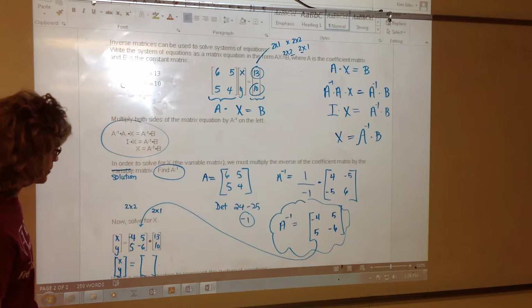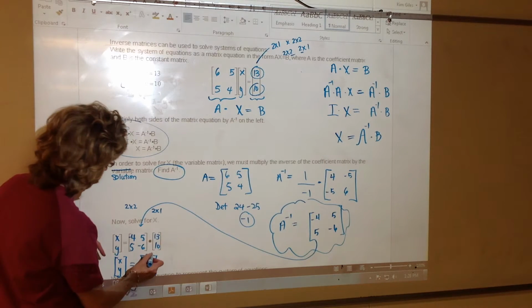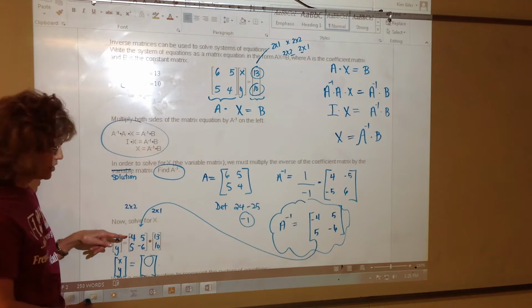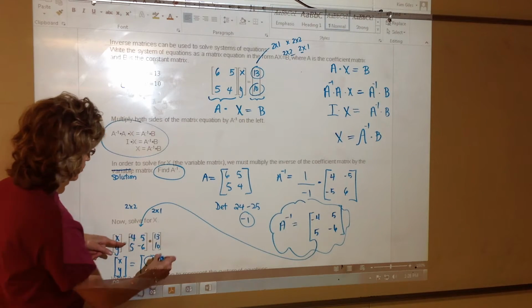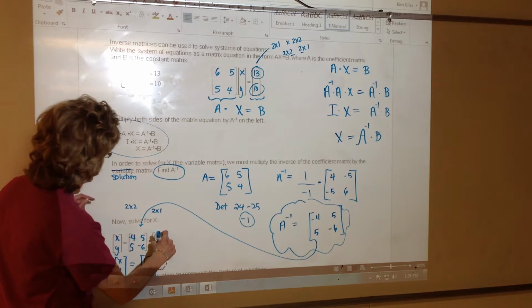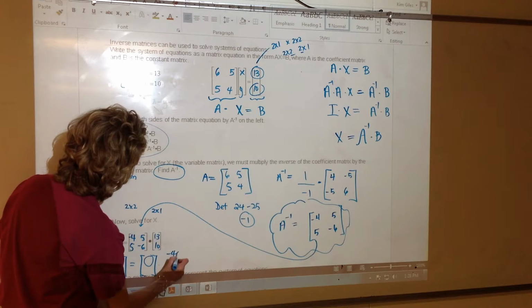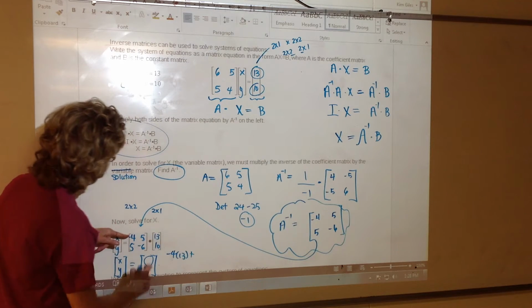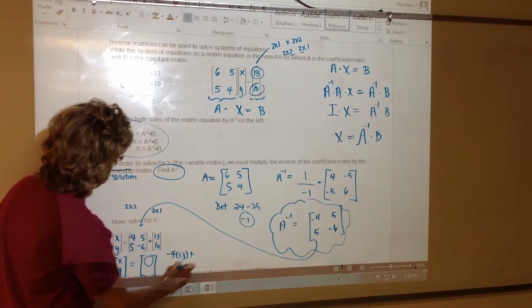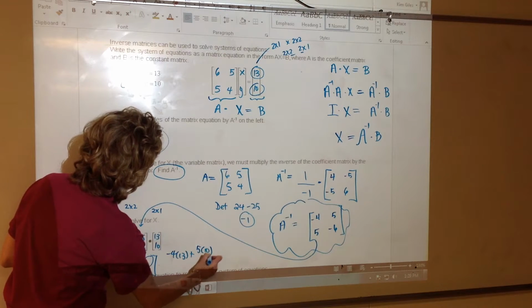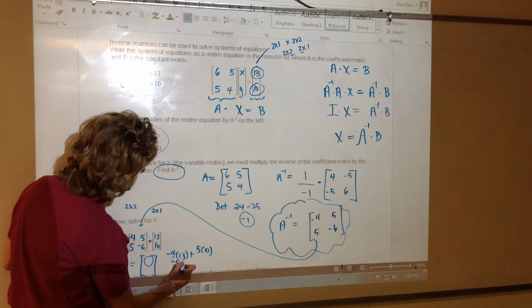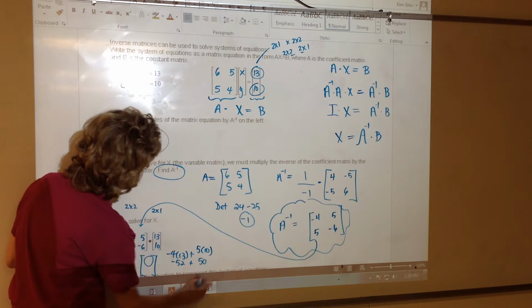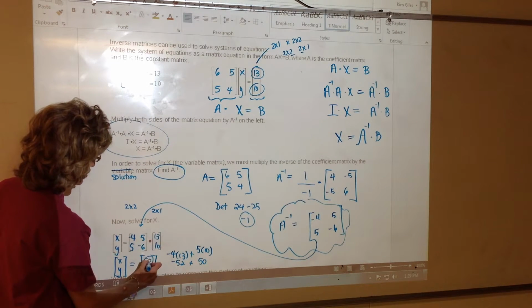So if you set up a 2 by 1 matrix, here we go, to find this entry right here, it's row 1, column 1. That means in the first matrix I go across row 1, I'll do negative 4 times 13, plus, move across, move down, 5 times 10. So that's negative 52 plus 50, negative 2.